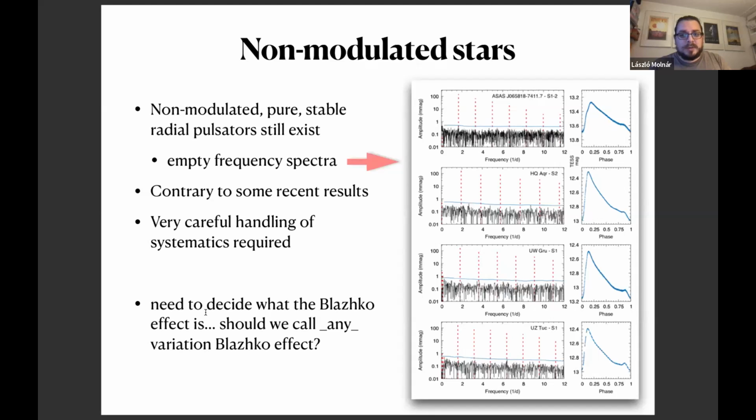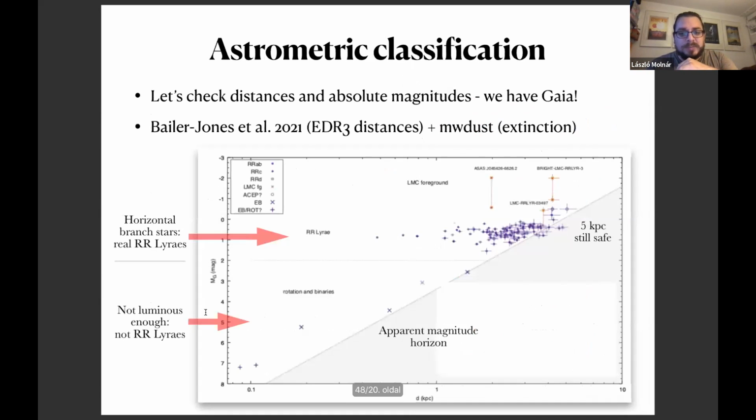All right, I will speed up. I quickly put this plot in because there was a question about it. We do see a few non-modulated stars that have shown no signs of modulation, but it's very difficult to really decide. And of course, 27 days is not really enough to be sure.